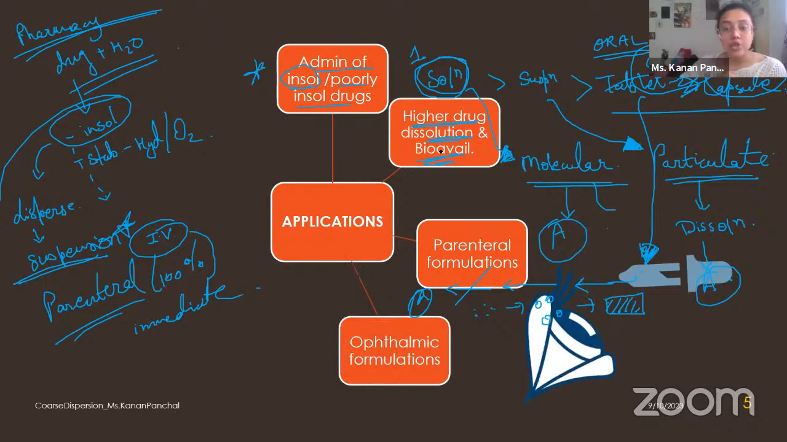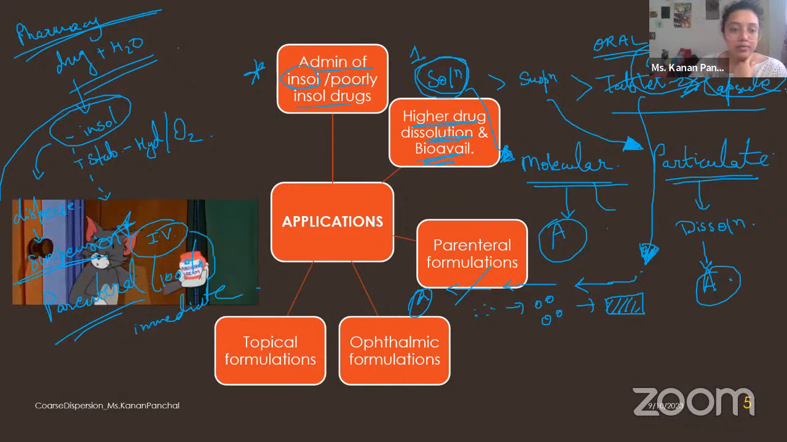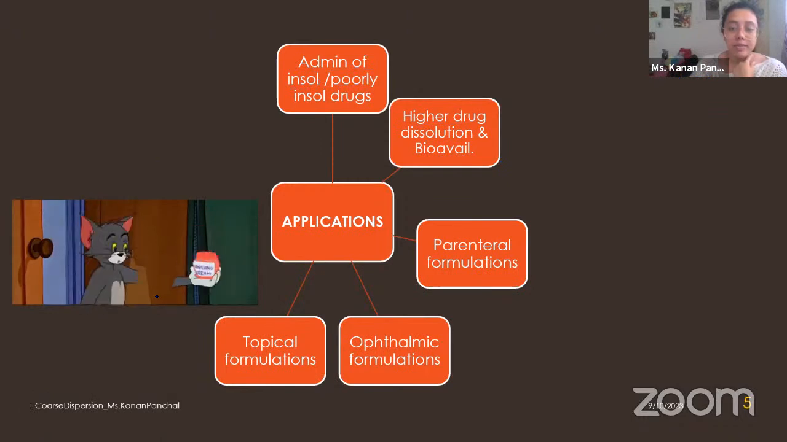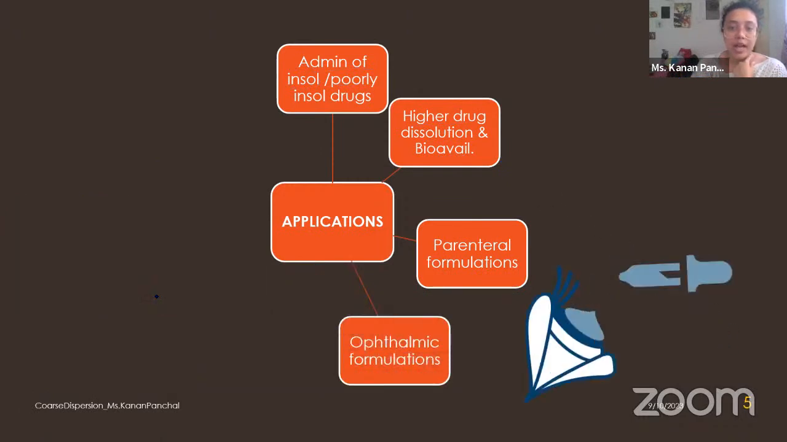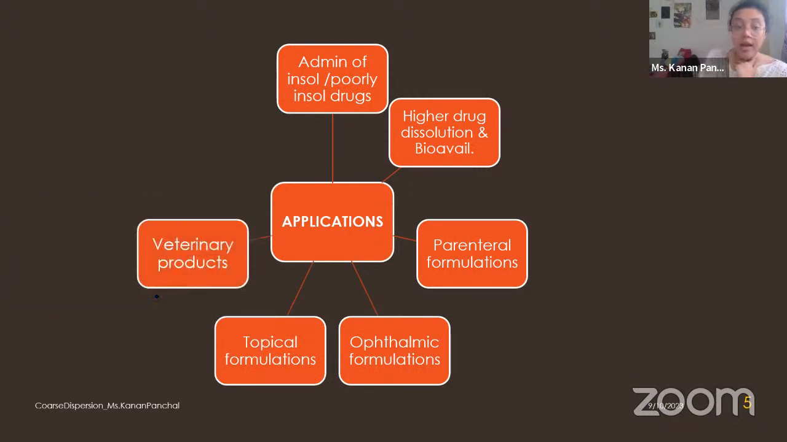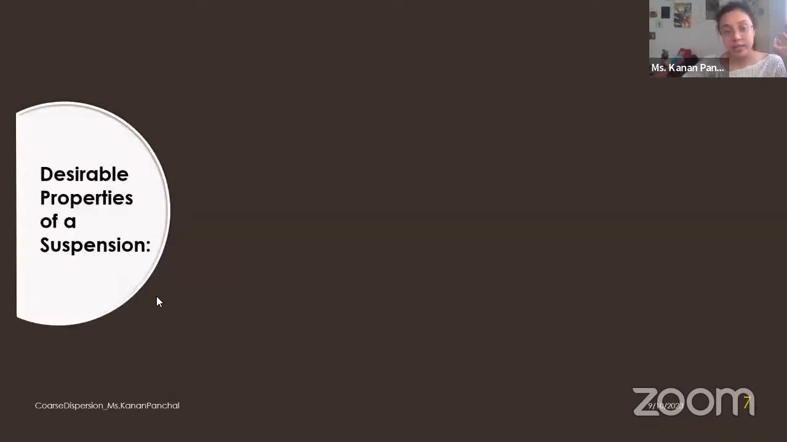Then ophthalmic formulations में you have suspensions. All right. Then your topical formulations, your creams and all. So parenterals, ophthalmics, topical formulations, your creams and all, some of them are suspensions. Veterinary products में suspensions आते हैं, and your जो भी pest control के जो chemicals और वो सब होते हैं, even they are in their suspended form. All right, so suspensions have a wide applicability in your pharmaceuticals.